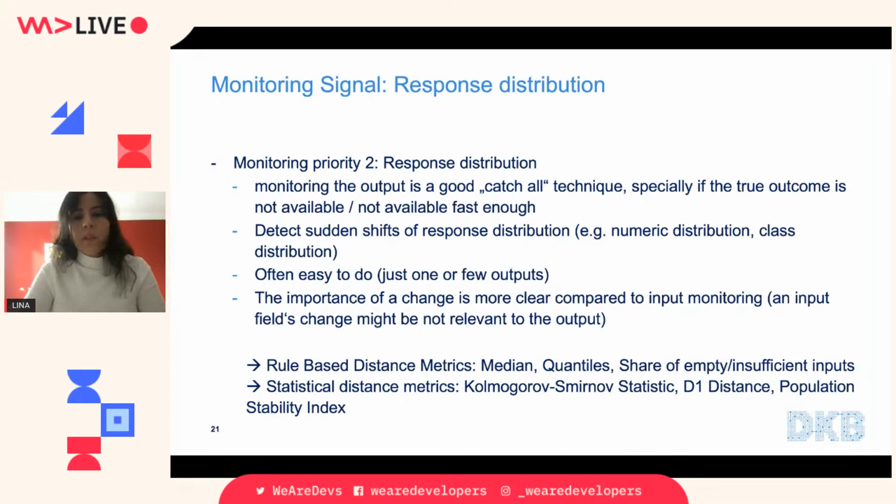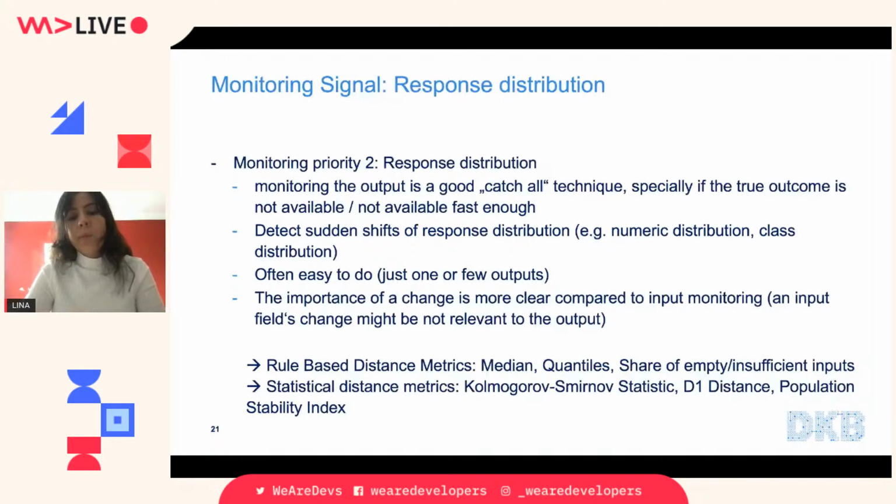So that's what you want to see if that changes dramatically, or over time in case of the score also, that's called a drift. So the good news in monitoring the response, that is quite easy to do. Often it's just one or a few outputs. And it's also very nice that it is usually related to impact.